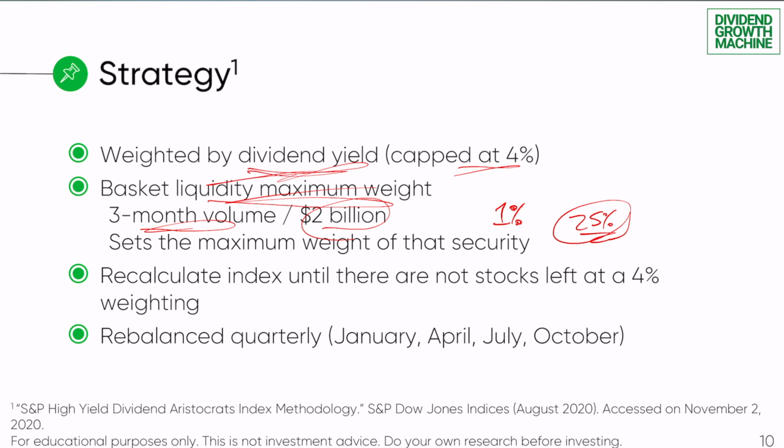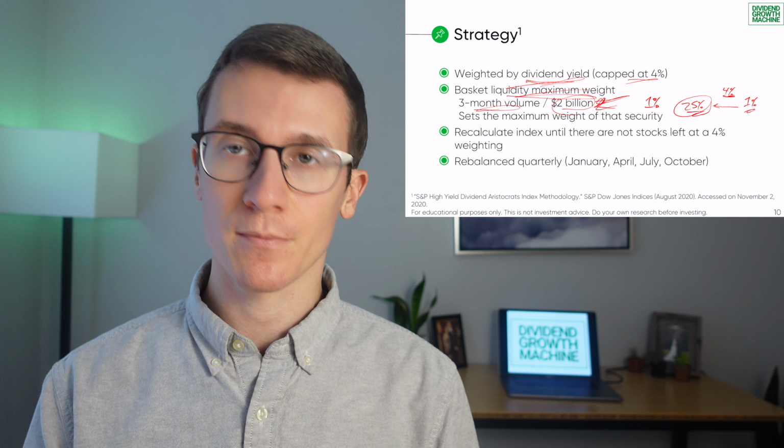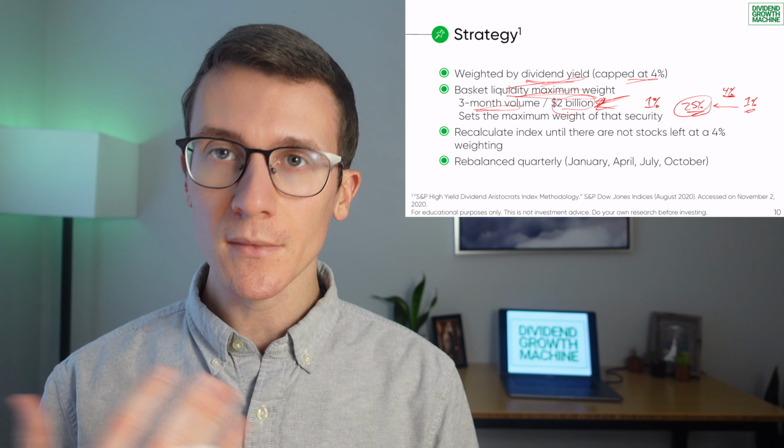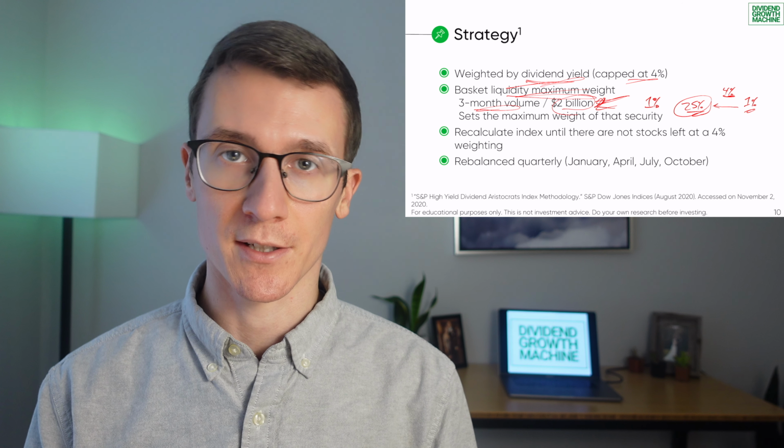So even if this had a very high volume, it would be capped at 4. This volume based, however, makes it capped even lower. So a small cap stock or something that's very thinly traded might get a lower cap of say 1%, even though it did have a very high dividend yield. That's kind of confusing, but basically there is some penalty for being a small company here.